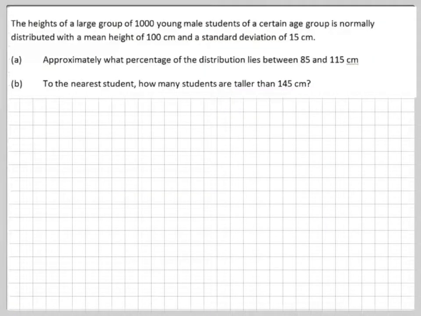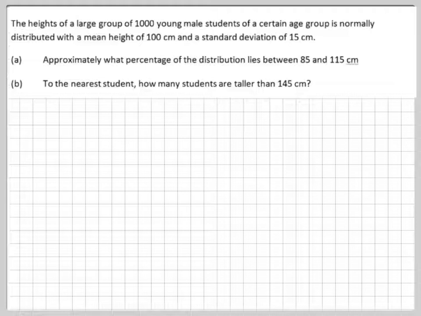Now we're going to look at a little example to capitalise on this new fact. The heights of a large group of 1,000 young male students of a certain age group are normally distributed with a mean height of 100 centimetres and a standard deviation of 15 centimetres. Sounds to me like they're probably in about year 7. Approximately what percentage of the distribution lies between 85 and 115 centimetres? And part B, to the nearest student, how many students are taller than 145? Now, come on, you tell me, what would you do?